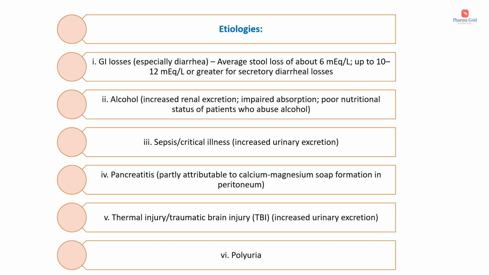Etiologies. First of all, gastrointestinal losses, especially diarrhea, average stool loss of about 6 milliequivalent per liter, up to 10 to 12 milliequivalent per liter or greater for secretory diarrheal losses. Then alcohol: increased renal excretion, impaired absorption, poor nutritional status of the patients who abuse alcohol. The next causes, sepsis or critical illness, will lead to increased urinary excretion of magnesium. Then pancreatitis, partially attributable to calcium magnesium soap formation in the peritoneum. Then thermal injury or traumatic brain injury, there will be increased urinary excretion of magnesium and polyuria.